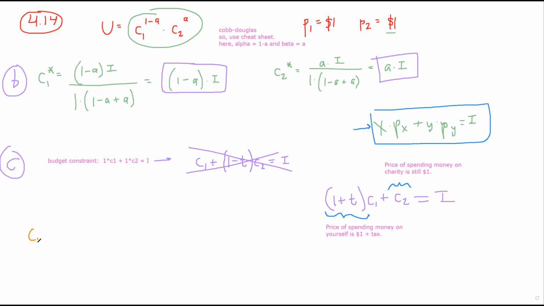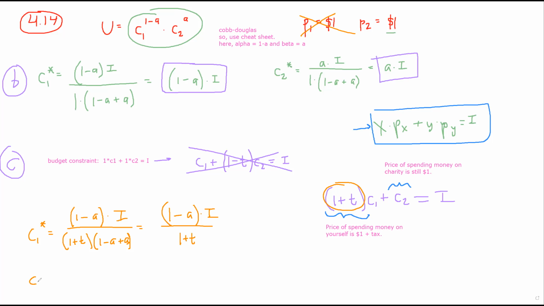Remember, C1 star was (1 minus A) times I over the price of C1. Well, the price of C1 is no longer 1 anymore. The price of C1 is 1 plus the tax, so 1 plus T, and then times 1 minus A plus A. That's still going to be the same here. That's going to come out to be 1. So we get (1 minus A) times I over (1 plus T).